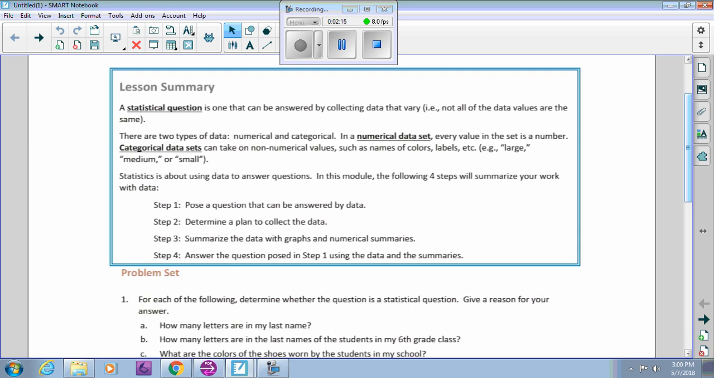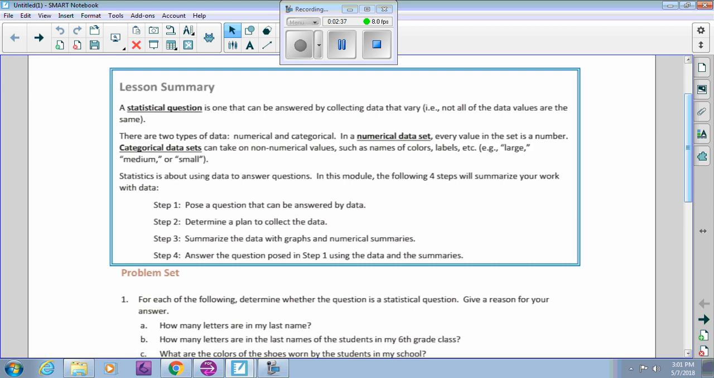And then there are 2 types of data. It says this in this box with the lesson summary. You have numerical data, where the answers are numbers, and then you have categorical data sets where you have non-numbers. So those would be names, colors, labels, etc.